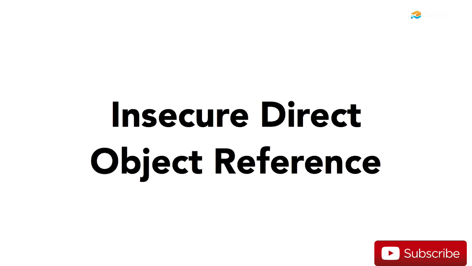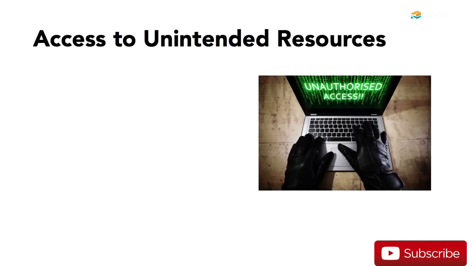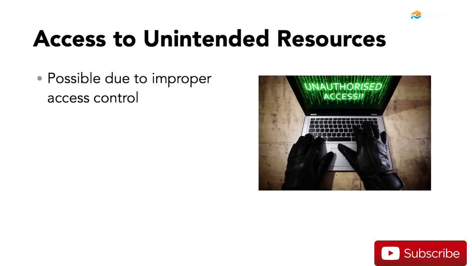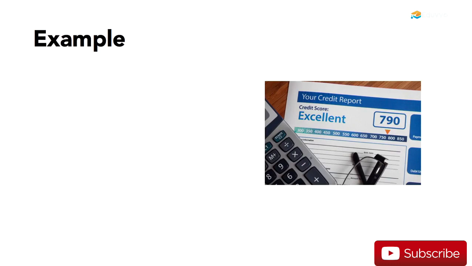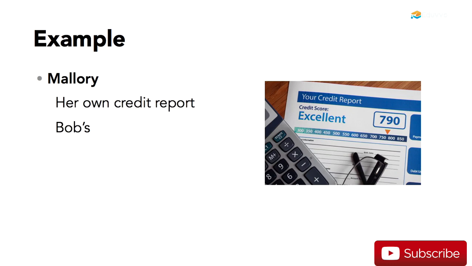A direct object reference can happen when a software developer exposes a link to system resources such as a file or directory. Without proper access control, it is possible for an unauthorized user to have access to unintended resources. For example, this type of programming oversight commonly occurs in web applications. Let's say that Mallory is expected to only access her own credit report, but simply replaces her ID parameter value of the URL with Bob's. Now she has access to Bob's credit report.